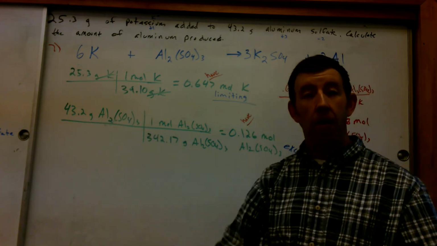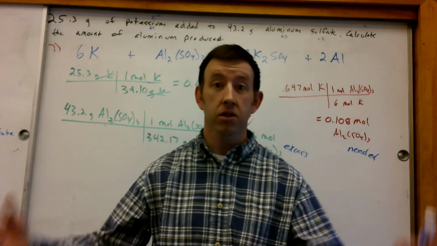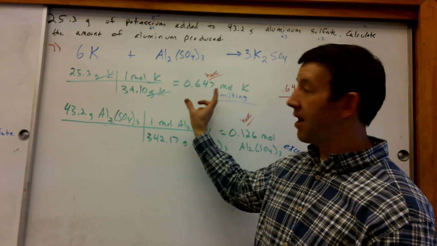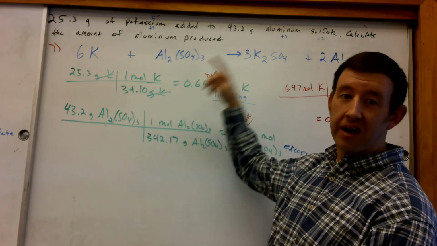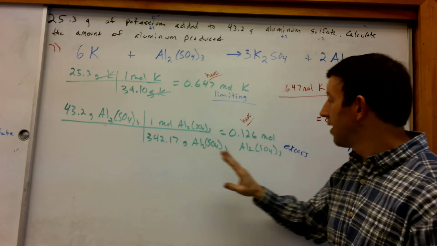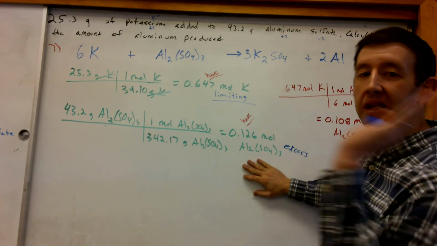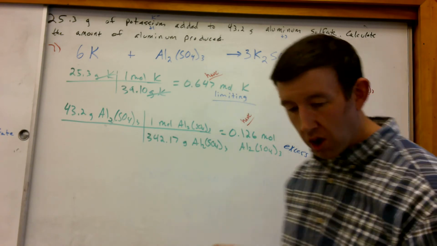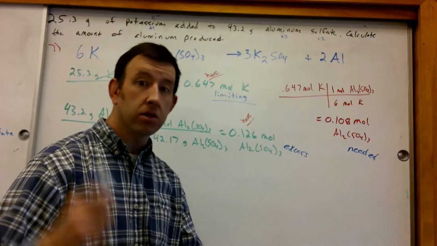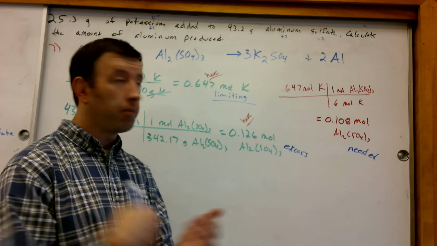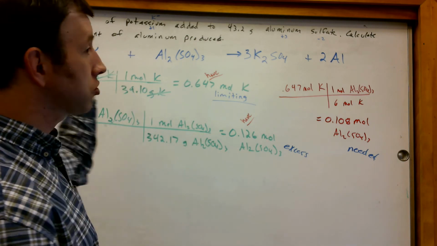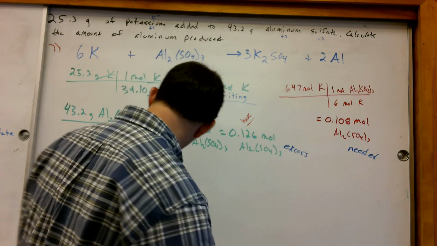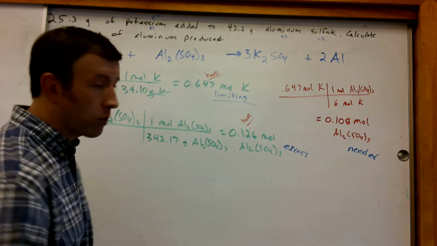Now, guess what? I can actually start this problem. I know how much potassium I have, and I need to use that number to figure out how much aluminum I get, because I'm going to have some aluminum sulfate left over after I use up all the potassium. So now I get to my stoichiometry problem. What I'm trying to figure out is how much aluminum I will produce theoretically if I do this reaction perfectly. So which number do I use?